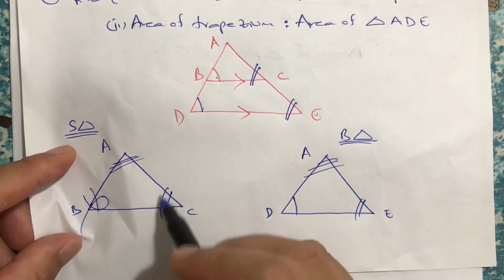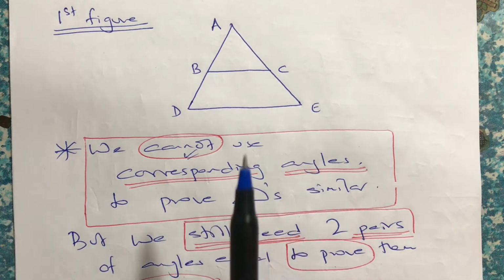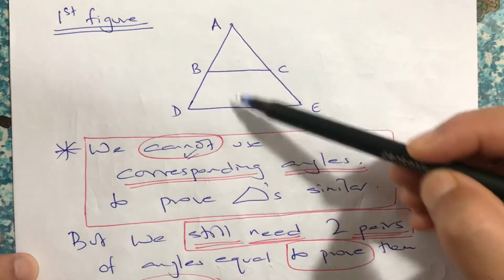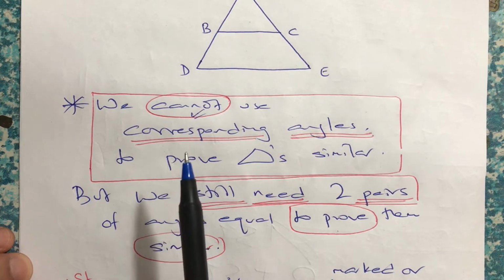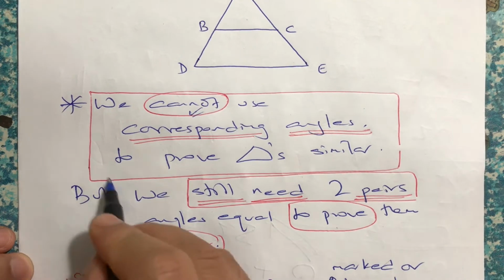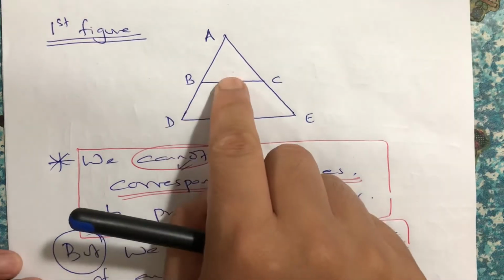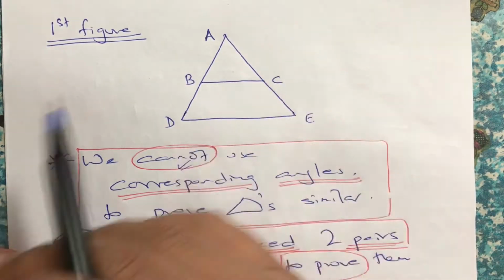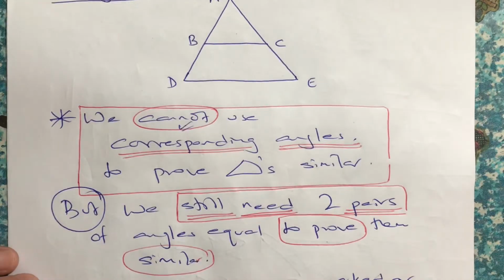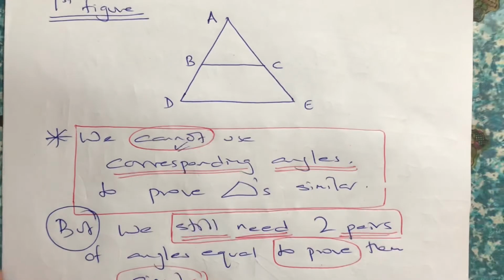But now we cannot use corresponding angles. Corresponding angles will be applicable only if the lines are parallel. So lines not parallel, we cannot use corresponding angles. Okay, but we still will need two pairs of angles equal to each other to prove triangle similar. So if I have to somehow prove the small triangle and the big triangle similar, where the lines are not parallel, I will still need two pairs of angles equal to prove them similar. But we cannot use corresponding angles.